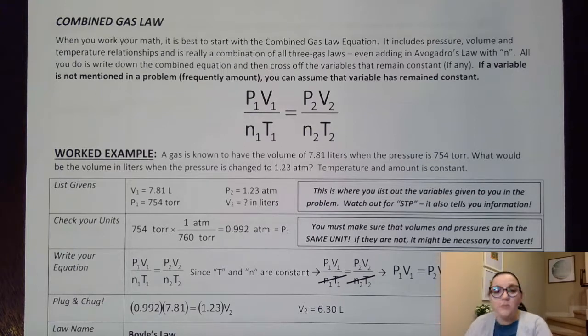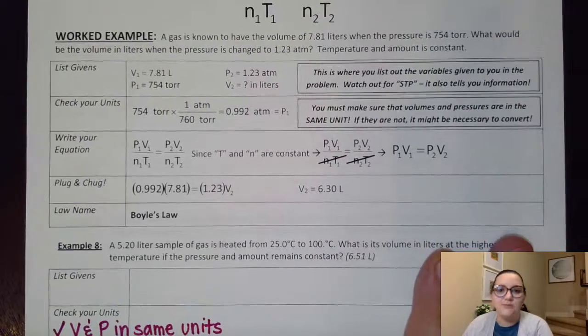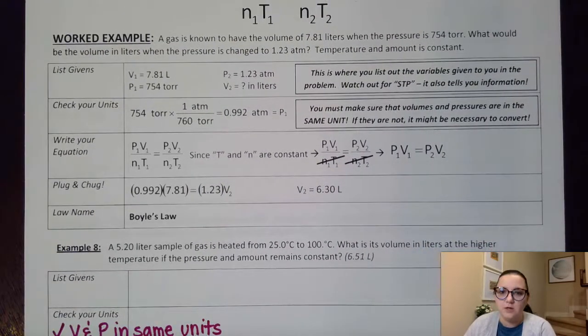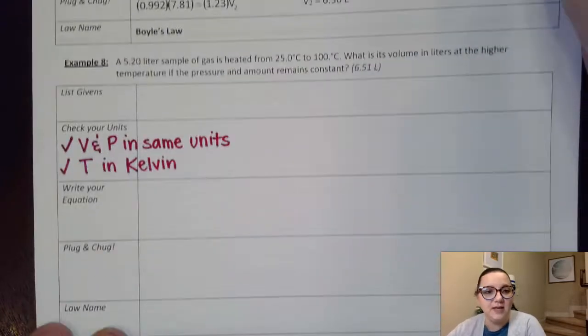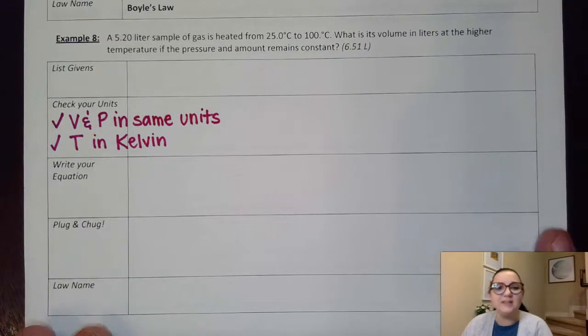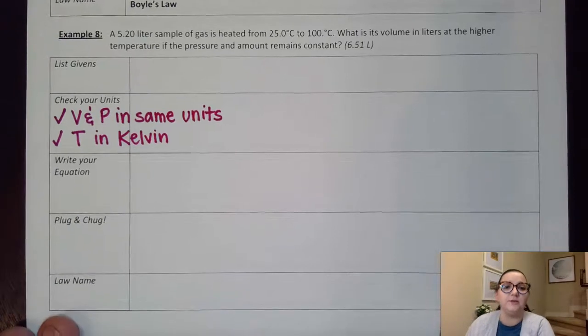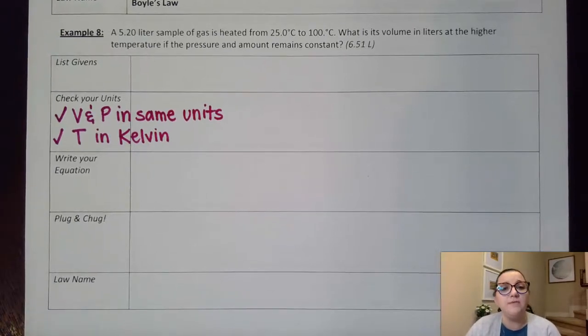Now there is a worked example on here for you, so if you want to look through it, you're more than welcome to. I'm just going to jump into one today so that we can talk through it and see exactly how it works. Looking at the next example, it says that we have a 5.20 liter sample of gas heated from 25 degrees Celsius to 100 degrees Celsius. What is its volume in liters at the higher temperature if the pressure and the amount remain constant?